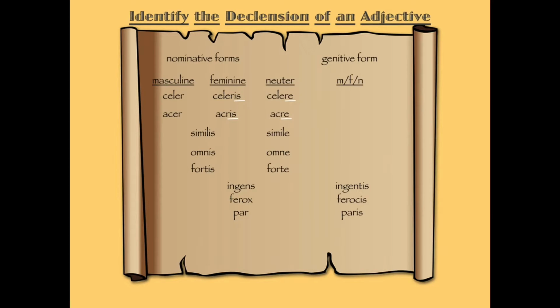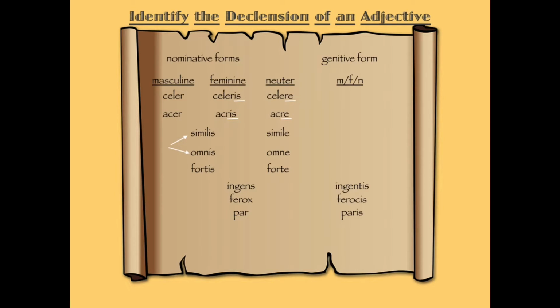If you see an adjective on a vocabulary list with three nominative forms, always make sure to examine the feminine and neuter nominative forms. If you do not see the letters A and UM, then you know you have found a third declension adjective.